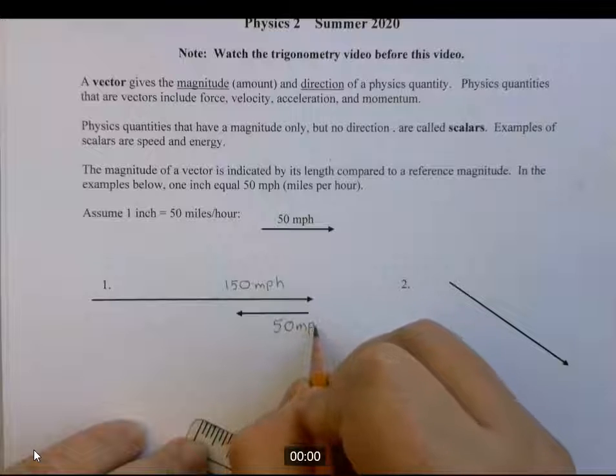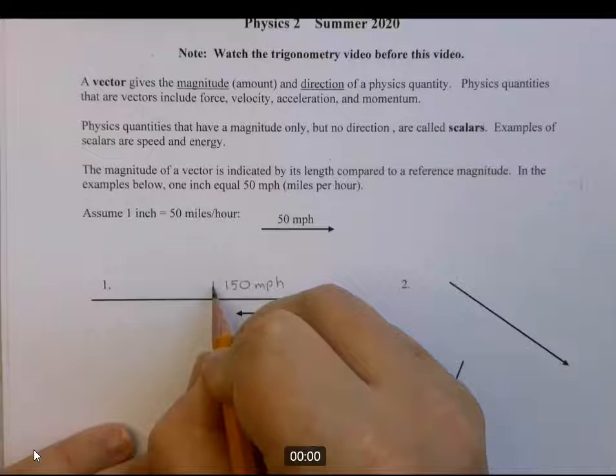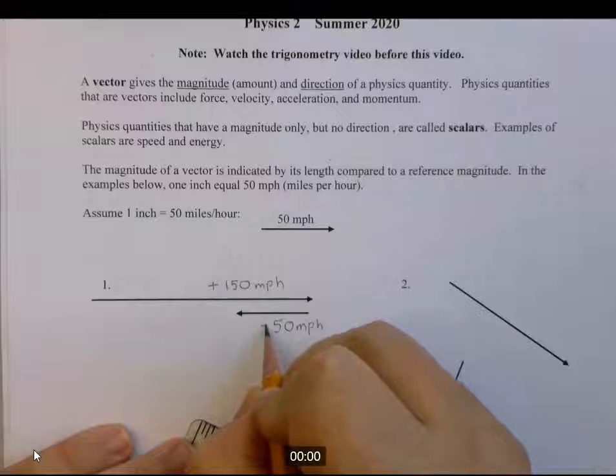Now, one other thing you have to realize is that there's a positive and negative direction. You get to choose which way you want to be positive or negative, but generally we think of a number line in math. The positive numbers move to the right and the negative numbers move to the left. So I'm going to call this one positive 50. I'm going to call this negative 50.